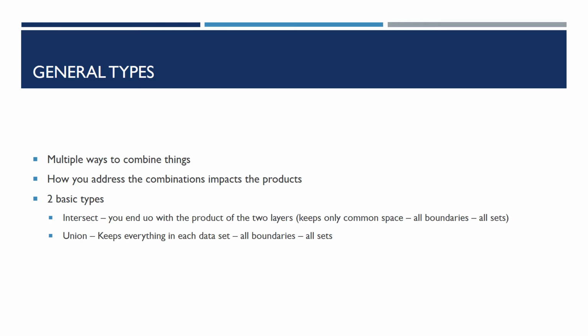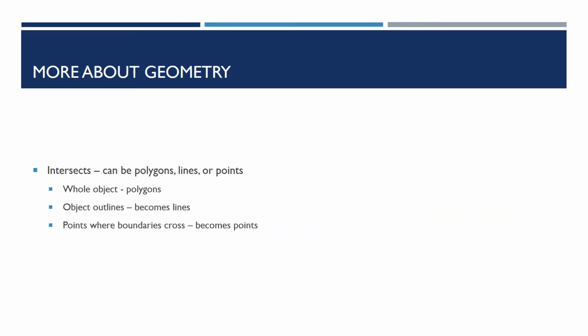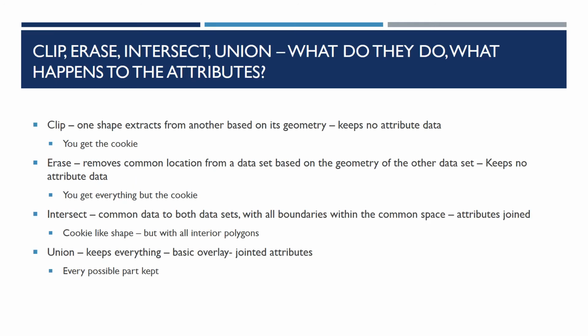Yeah, I need to talk about this for a second. Basic types of overlays: intersect and union. Intersect, you end up with the product of the two layers, basically common space. Union keeps everything from both data sets, in other words, everything. Intersect can be polygons, lines, or points, etc. You need to know what clip does, what erase does, what intersect does, and what union does. If you understand these fully, that will help you a long way on the final.